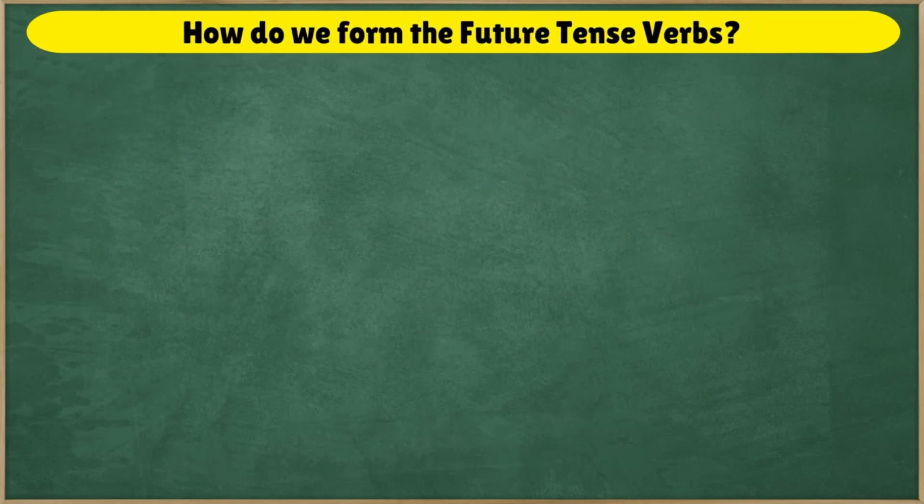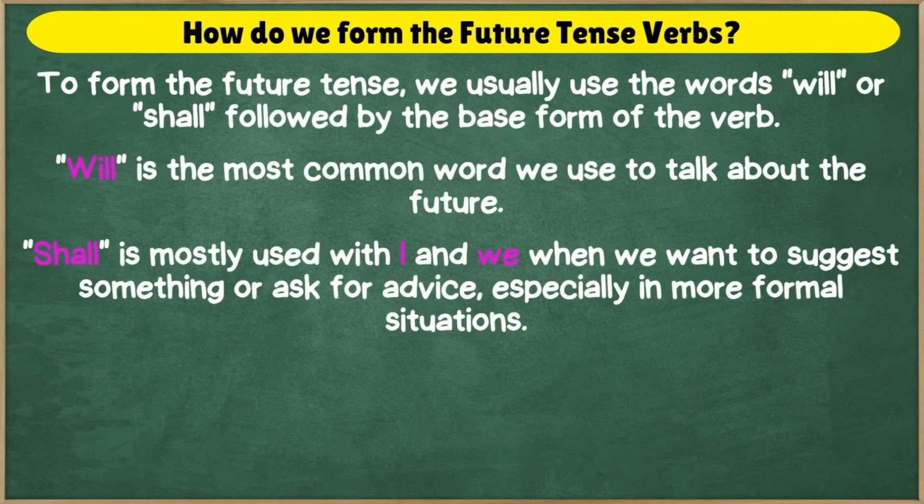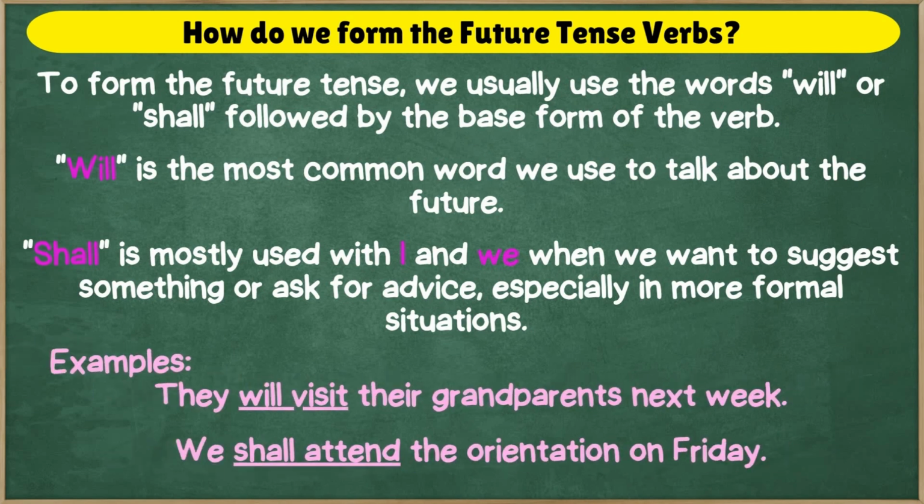To form the future tense, we usually use the words will or shall, followed by the base form of the verb. Will is the most common word we use to talk about the future. Shall is mostly used with I and we when we want to suggest something or ask for advice, especially in a more formal situation. Here are some examples. They will visit their grandparents next week. We shall attend the orientation on Friday.